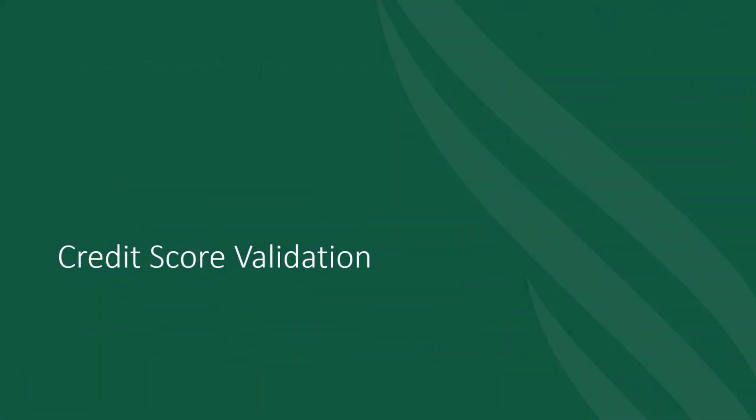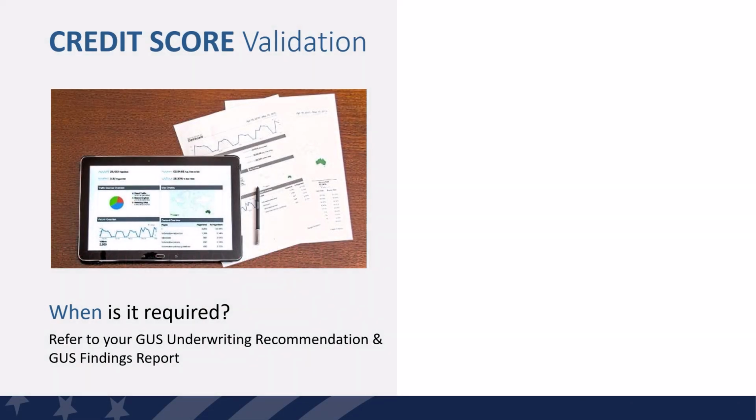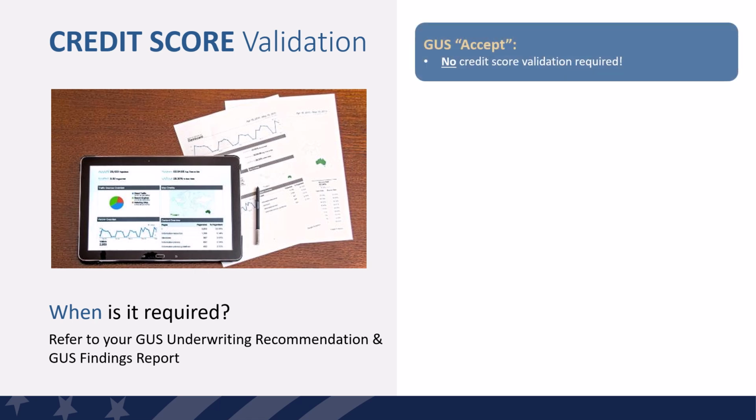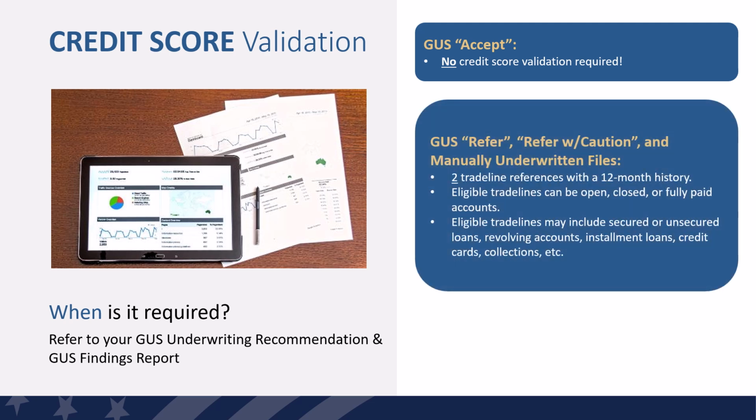The first topic we are going to cover is the requirements of credit score validation. For GUS loans, GUS will determine the acceptable credit score. If an accept with full documentation recommendation is returned, no credit score validation is required. For loans that receive a refer or refer with caution recommendation and manually underwritten loans, credit score validation is required. At least one applicant whose income or assets are used for the loan must have a validated credit score.